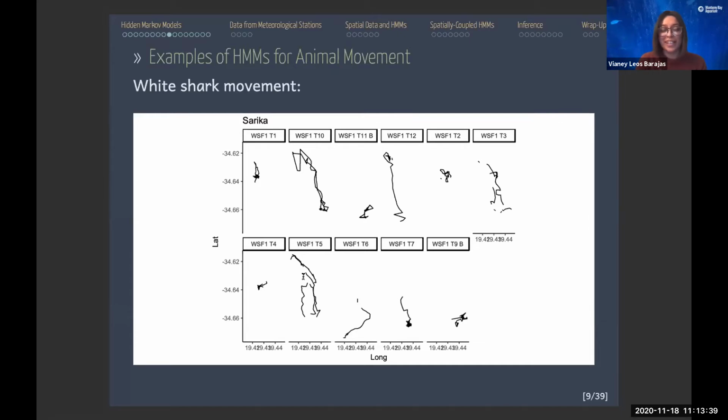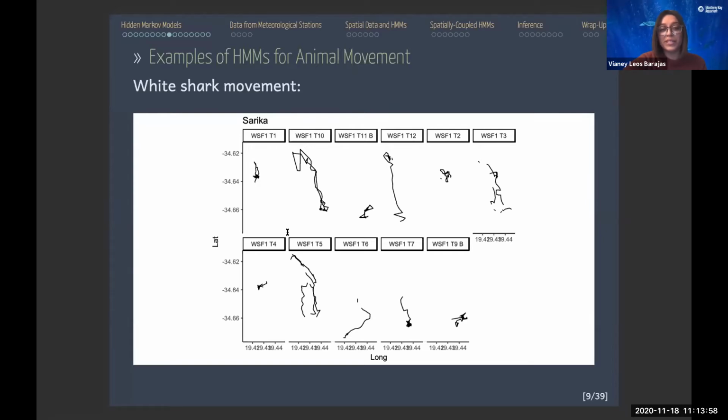So I just always loved these types of applications. And this is the first project I ever got to work on. This is one particular shark, Sarika, and she is in South Africa. And these are her trajectories. So you have multiple trajectories of Sarika over different days.